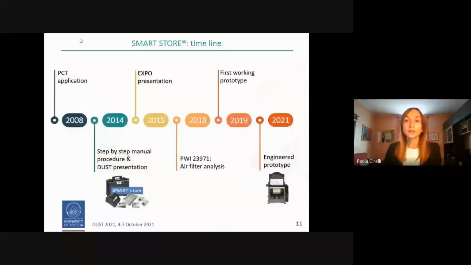The idea of the Smart Store dates back to more than 10 years ago. In 2008, the patent application failed. In 2014, the first step-by-step manual procedure was created. The project was presented to the first edition of DAS and the following year at the Expo for food application. In 2018, a preliminary working item was presented at the ISO community with the aim to validate the analysis of air filters with commercial TXRF spectrometers, and this is still under development. Finally, this year, the new engineered prototype has been created.